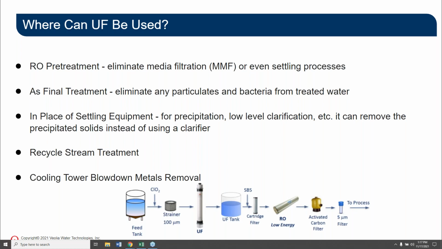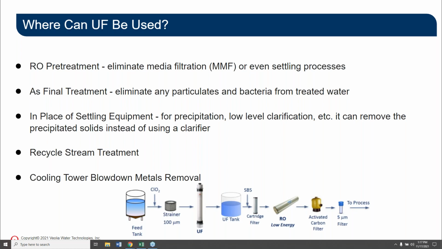It can also be used in place of clarification equipment. There are UF configurations that we use where we can do coal lime softening or precipitation processes for metals removal, do them in situ, pass it straight through a UF, and bypass the use of a clarifier, which saves a lot of footprint and the operational demands of a clarifier. And that's what we do when we talk about cooling tower blowdown metals removal and systems like that.